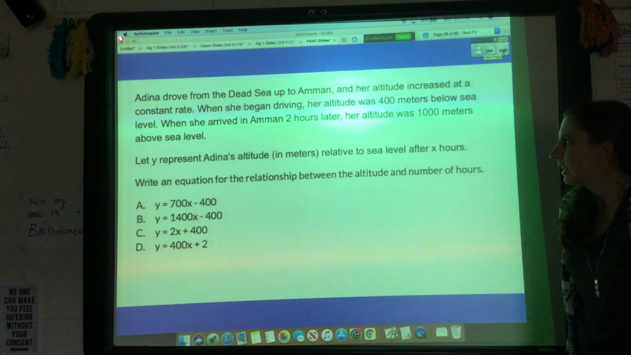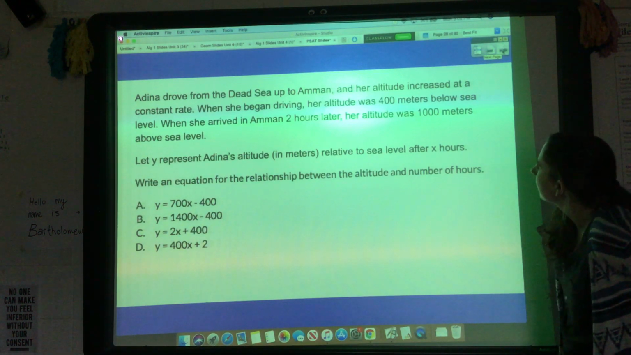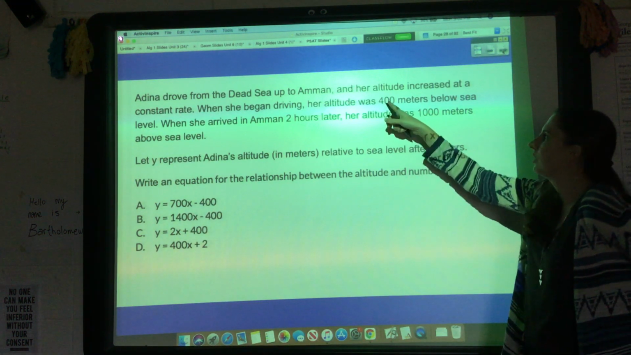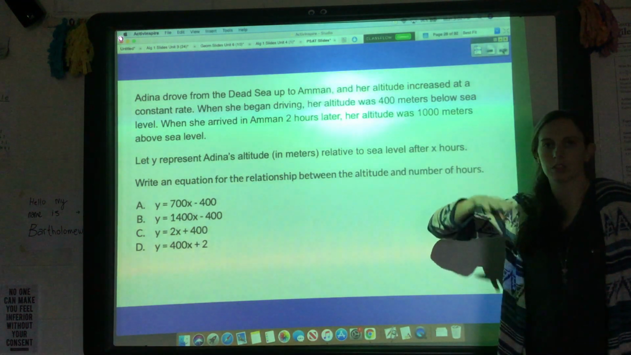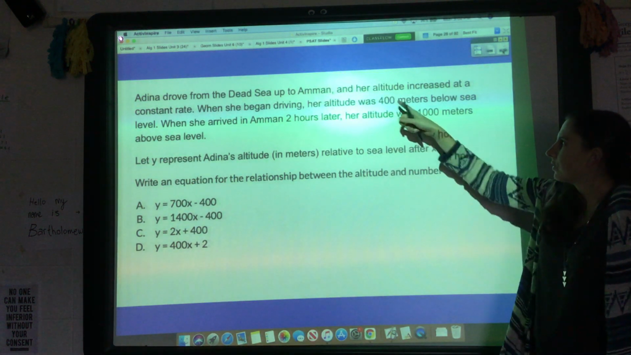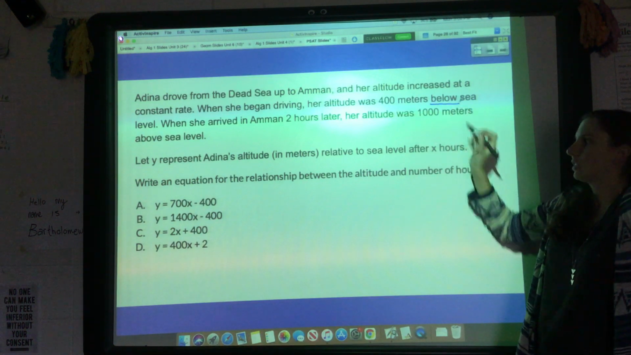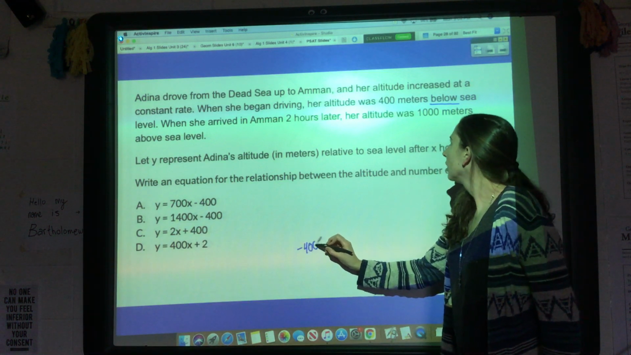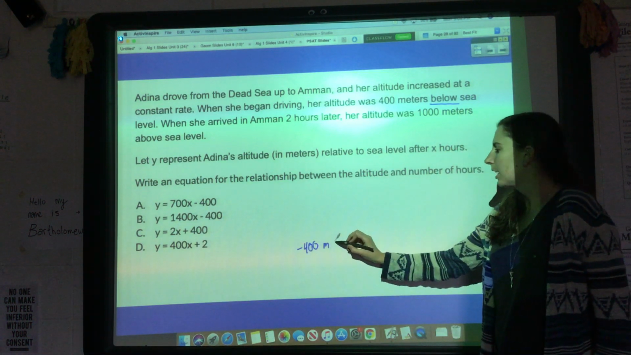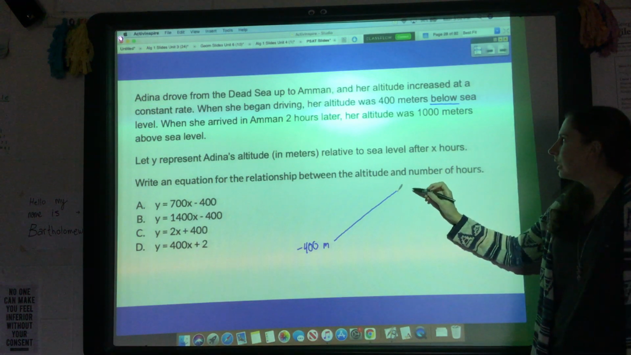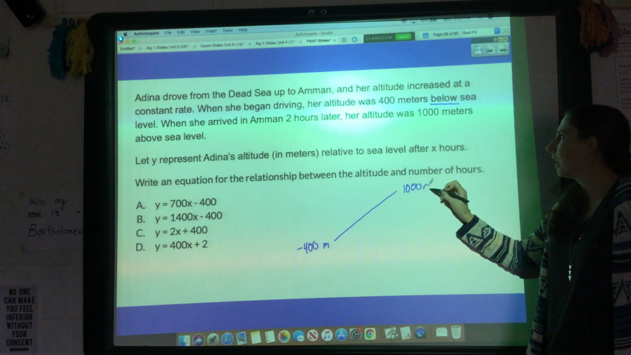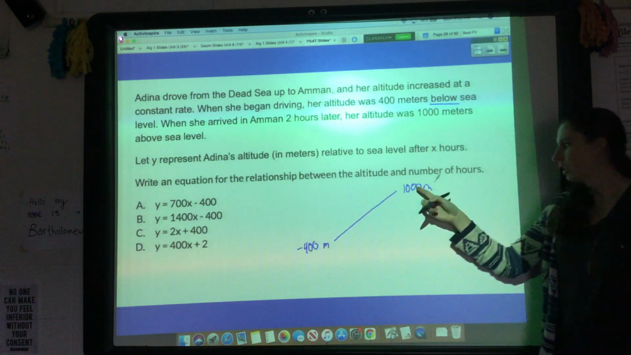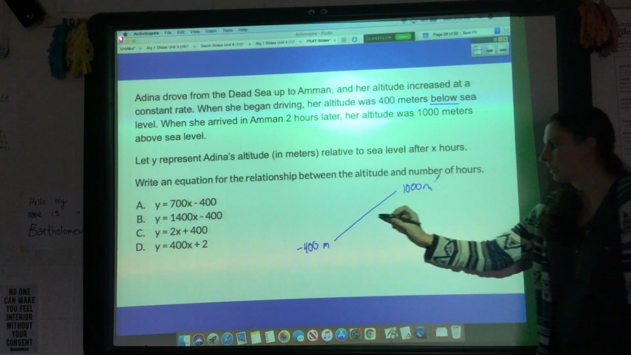So Adina drove from the Dead Sea up to Oman. Her altitude increased at a constant rate. Her altitude is her height, so like sea level kind of thing. When she began driving, her altitude was 400 meters below sea level. So she starts at negative 400 meters. And then by the time she's done, she's at 1,000 meters above sea level. So she goes from negative 400 to 1,000. And that was 2 hours.